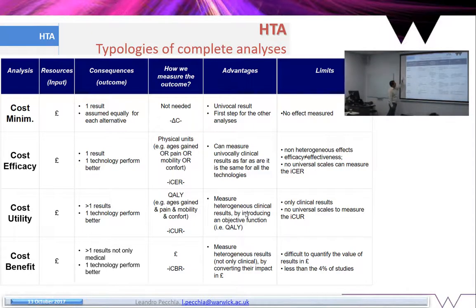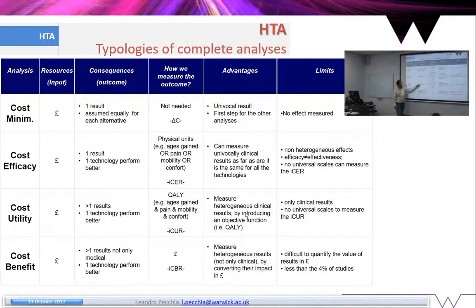Then I can do a cost efficacy analysis in which I consider one clinical outcome, which I can represent in physical units: mortality, blood losses. But what happens in reality is that this is not enough, because all your interventions will need to satisfy more than one clinical outcome, which will be different among themselves. So I need to introduce something else, which is what we call cost utility analysis, in which I still quantify the input in terms of pounds, but I consider more than one clinical outcome.